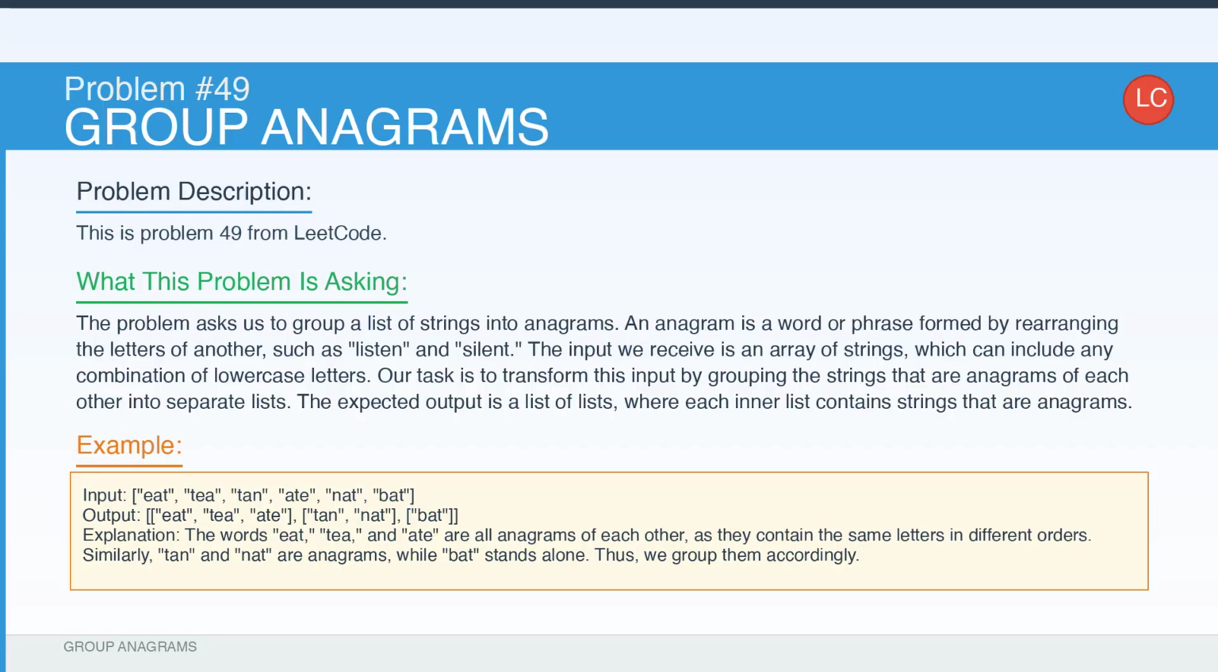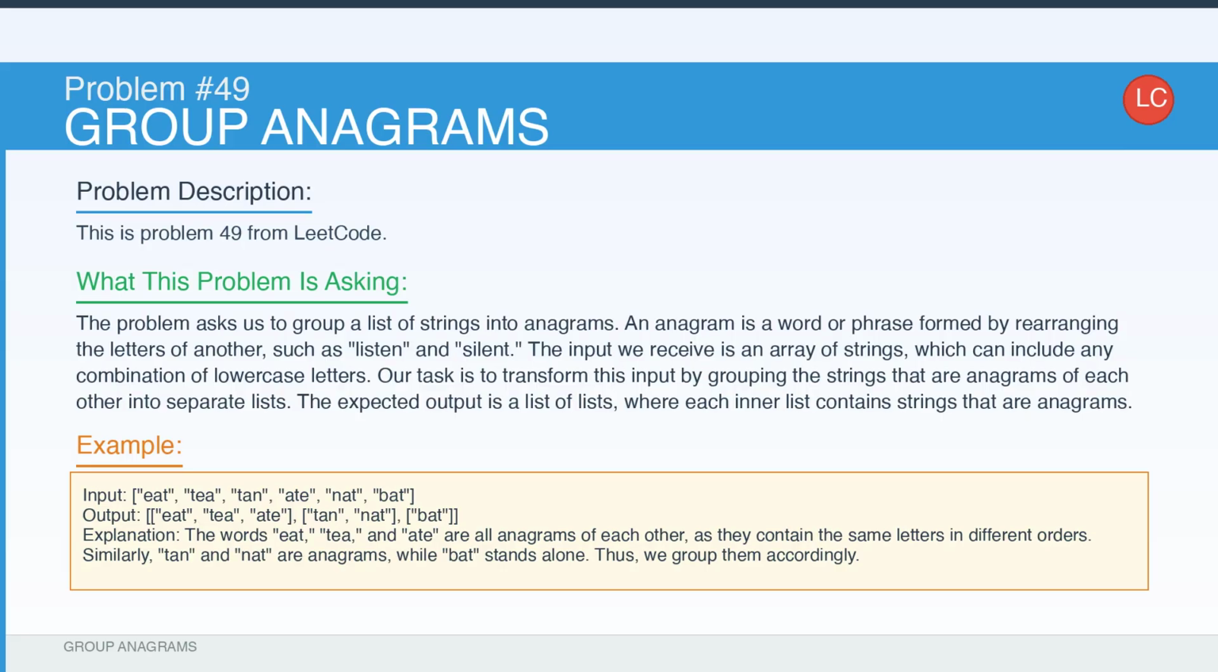Our focus will be on LeetCode Problem 49, aptly titled Group Anagrams. At its core, this problem challenges us to organize a list of strings into distinct groups, where each group consists of anagrams, words formed by rearranging the letters of another. For instance, consider the words listen and silent. They exhibit this intriguing relationship of being anagrams.